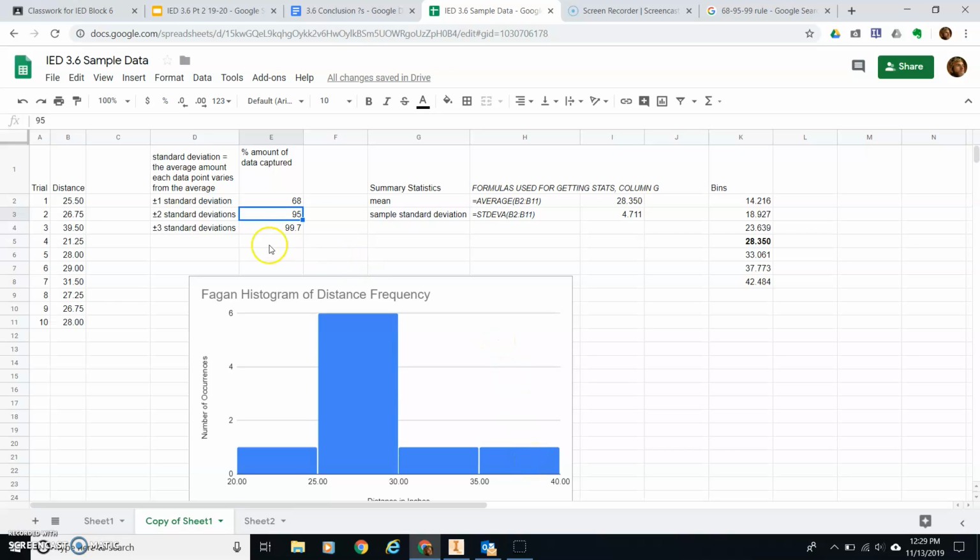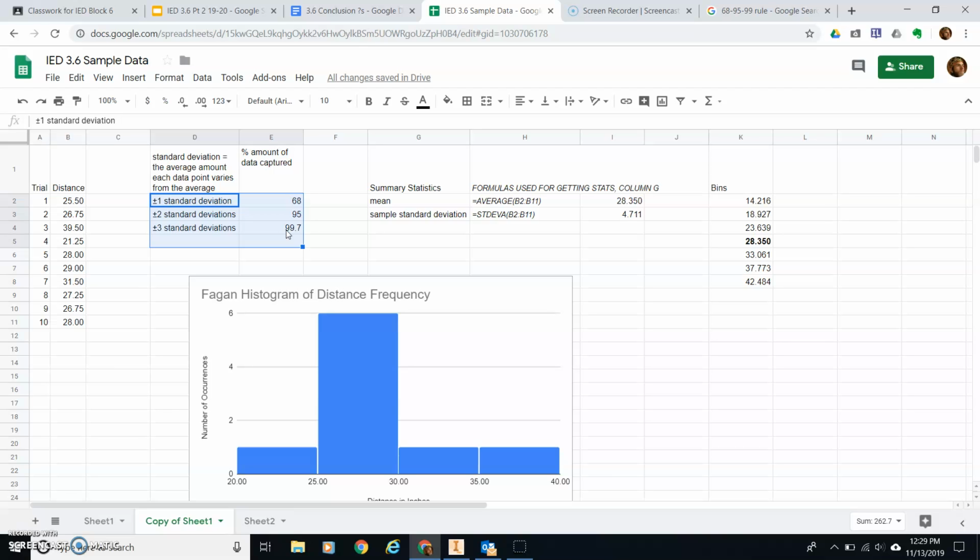All right? Finally, if you go 3 standard deviations out, you start with your mean, which was 28.35, and go up 3, so that's 42.484, and you subtract 3 standard deviations from the mean, so all the way down to 14.216, then 99.7% of your data should be in that range. All right, and with our data, all of our data is in there, so just about 100%. All right, that is how you use standard deviation. This is a useful reminder. They call it the 68, 95, 99.7 rule.